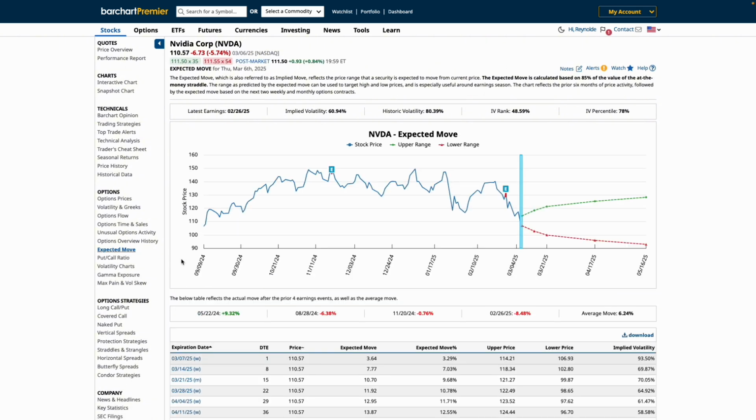This page is a metric that helps traders anticipate how much a stock is likely to move within a given period of time, based on implied volatility and option pricing. These projections are derived from options market pricing, giving traders insight into potential price swings before any key events like earnings reports or major economic data.